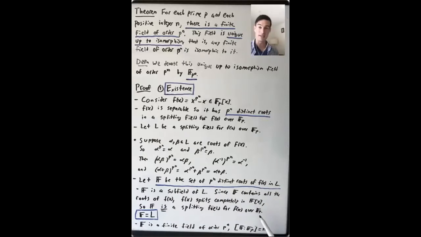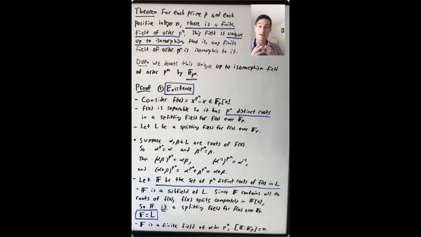But now what have we seen? F is a subfield of L, F is equal to L, and F has p to the n elements exactly. So F is a finite field of order p to the n. Another way to write this is: what is the dimension of F as a vector space over Fp? Because it has p to the n elements, this dimension is n.